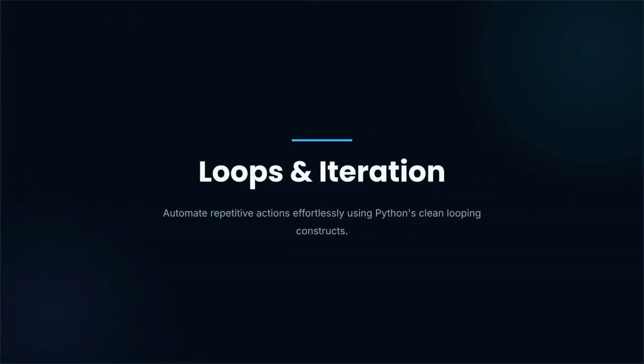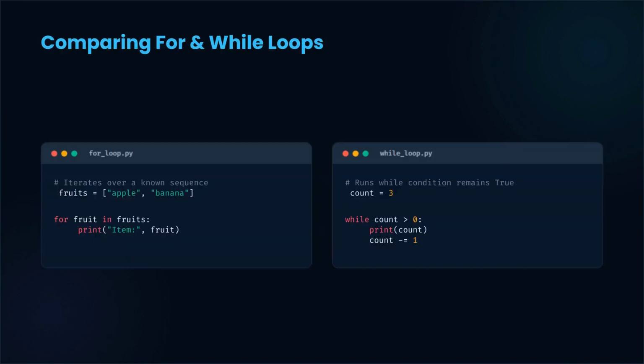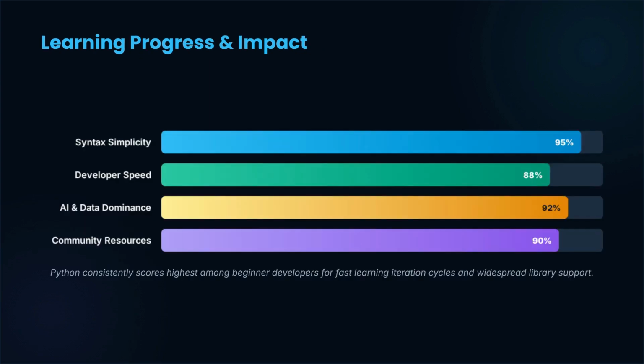Finally, we cover loops and iteration, which help you automate repetitive tasks effortlessly. Here we compare for and while loops. Use for loops for known sequences and while loops to execute code as long as a specific condition remains true. Python is a top choice for beginners, scoring highly for its simple syntax, development speed, and the wealth of community resources available to you.